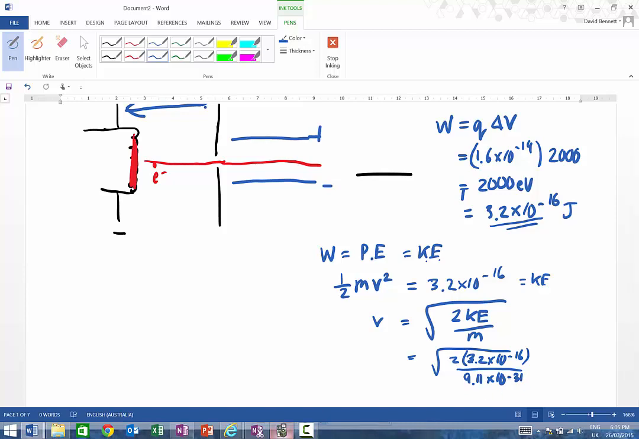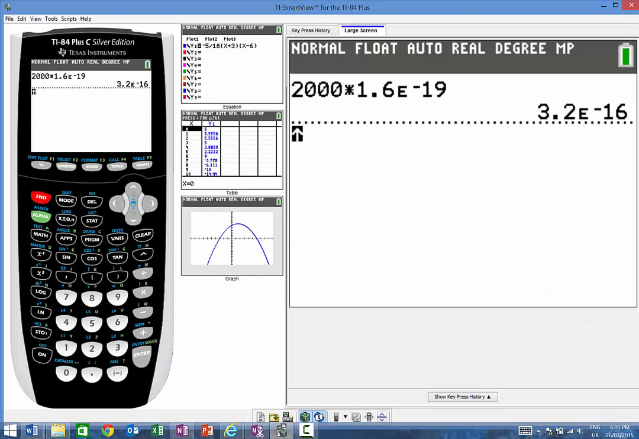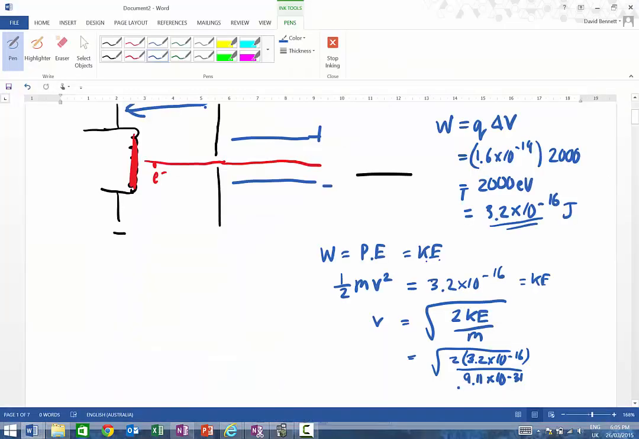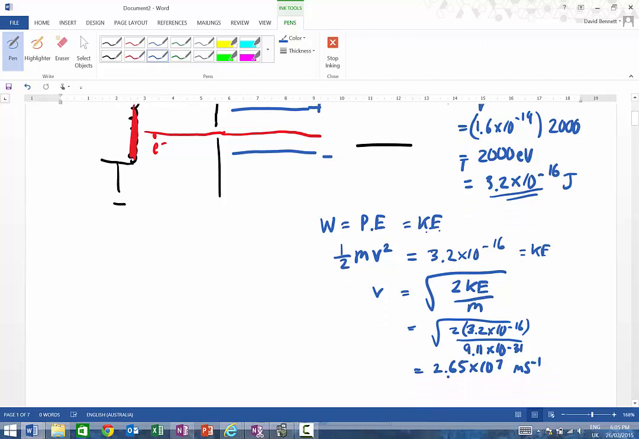So when I work that out, I simply go to my calculator: 2 times the previous answer, divide that by 9.11 by 10 to the minus 31, enter, and that will give me the velocity. So the velocity is 2.65 by 10 to the 7 meters per second. Now it's getting pretty fast. It's not quite as quick as the speed of light, but it's moving quite quickly. So we do know that these particles travel quite quickly.